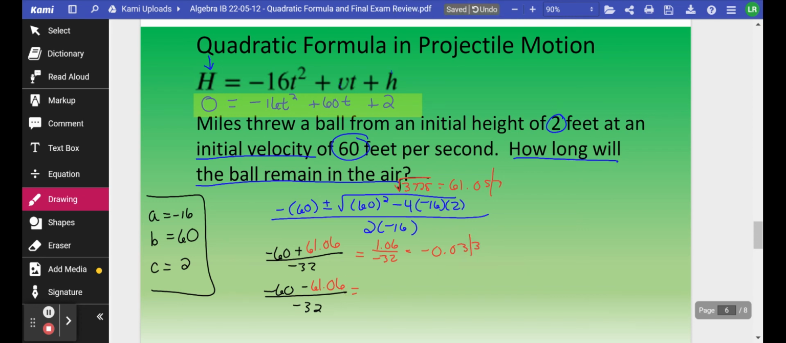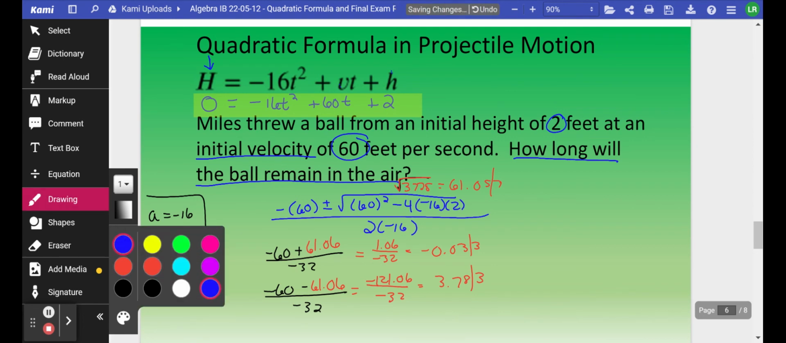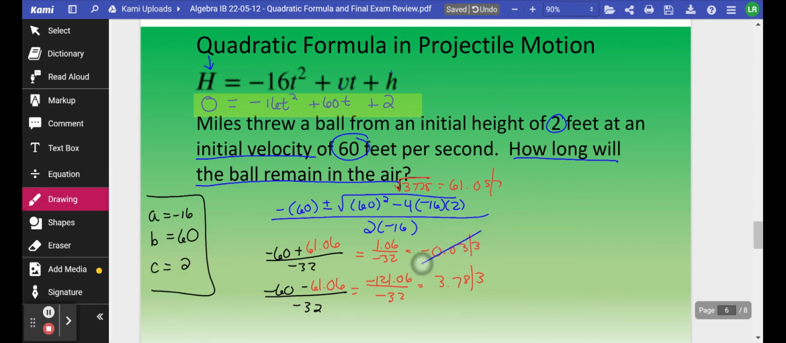The second one, I get negative 121.06 divided by negative 32. And I'm getting 3.783. Now remember, we're talking about a real thing. We do not measure time using negative seconds. So that one doesn't make any sense. So I have one correct answer, and that is t equals 3.78 seconds.